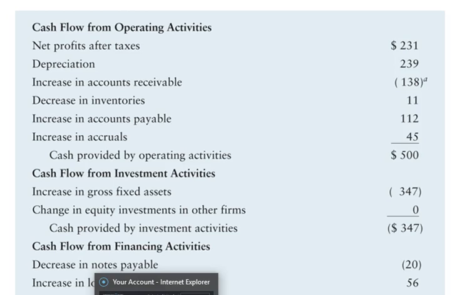So if accounts receivable increase, it means you lent more money to people, so your cash is decreasing. A decrease in inventories: if your inventories decrease, that's going to be an increase to cash, because how does your inventory decrease? You sell it. So any decrease in inventories we count as an increase in cash flow. Increase in accounts payable. This is an increase to cash flow.